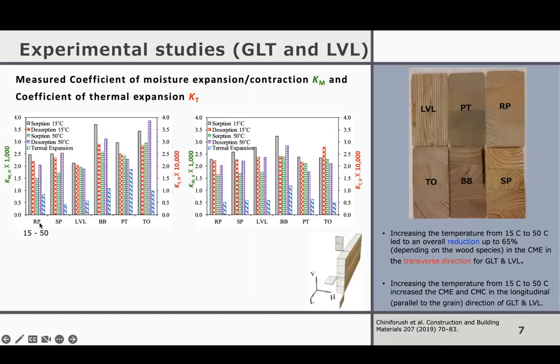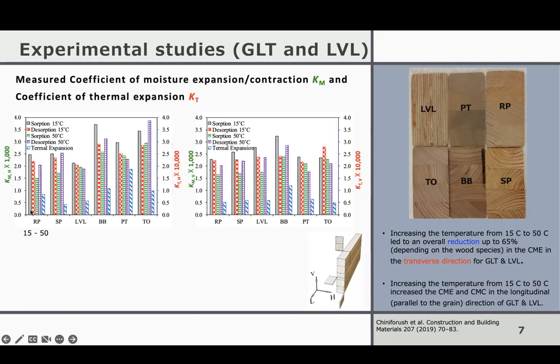So here you see for each wood, like the glue-lam product of each wood species, we have a coefficient of moisture expansion and moisture contraction plotted, and they are different. So for example, sorption at 15 degrees means it's expanding. So that's the coefficient of moisture expansion. In the horizontal direction, it's a little bit higher than the coefficient of moisture expansion in the vertical direction.